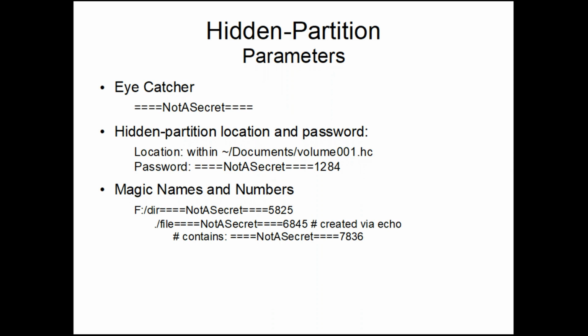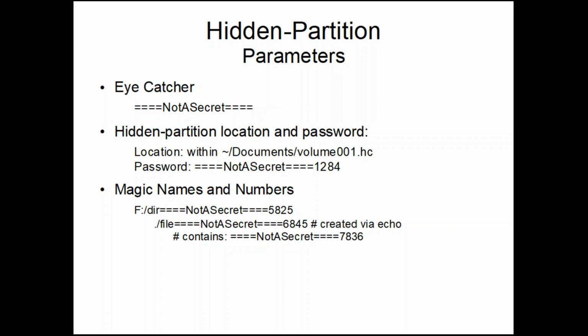So here are the parameters for the hidden partition that I'm going to create. First of all, there's an eye catcher, somewhat of a secret, but not a secret. So the eye catcher I'm going to use is similar, so I can use a regular expression that gets both, but it's not a secret. There'll be things like passwords created with this, which are kind of a secret, kind of not. We don't want them actually leaking around.